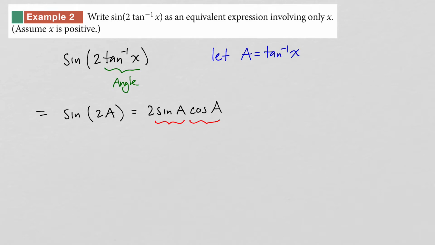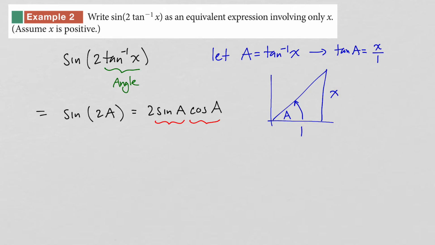That means that angle A is in the first quadrant, and the tangent of angle A is x over 1, right? So remember that when you say A equals inverse tangent of x, you are saying that tangent of A is equal to x, and x is x over 1. And so tangent is opposite over adjacent, and that's what we have here, opposite over adjacent.